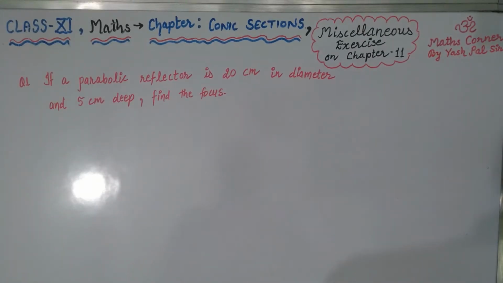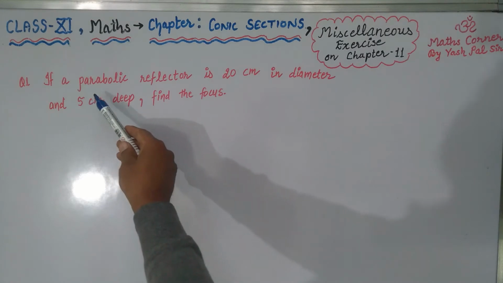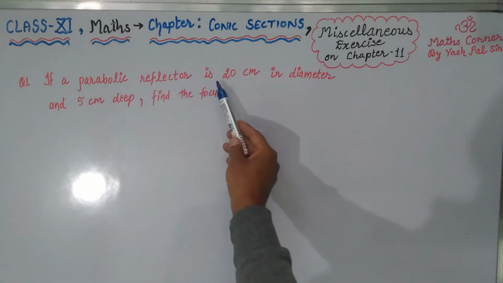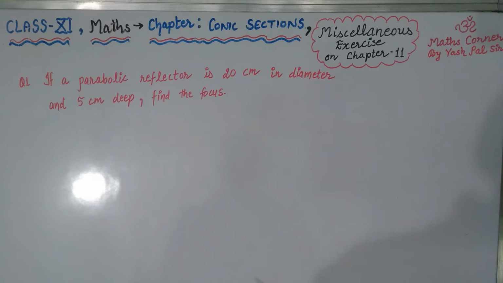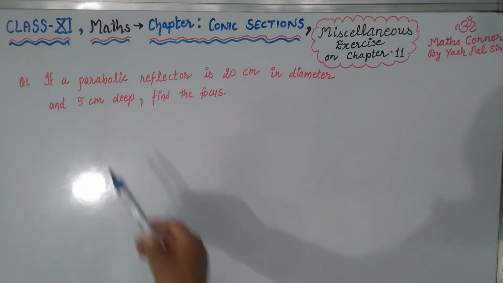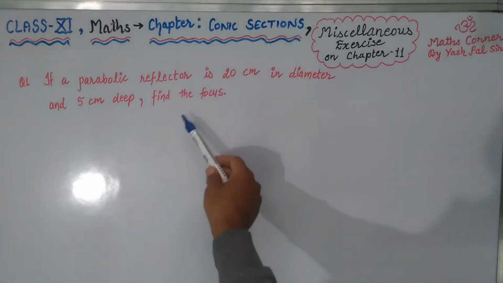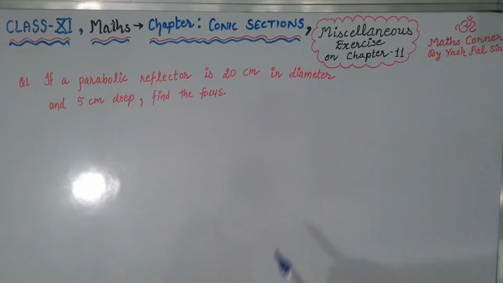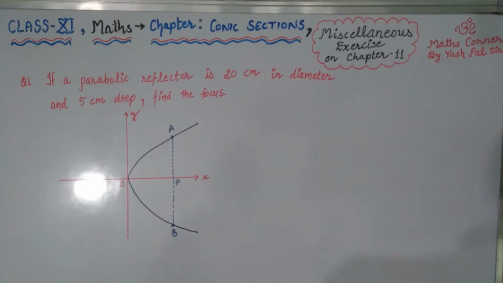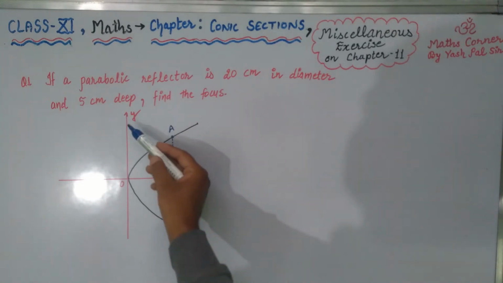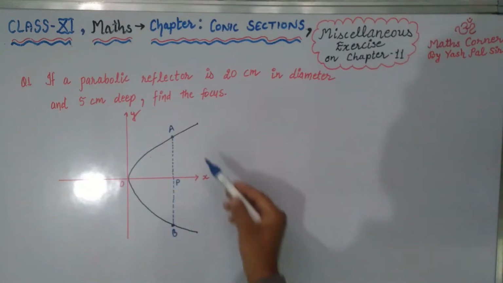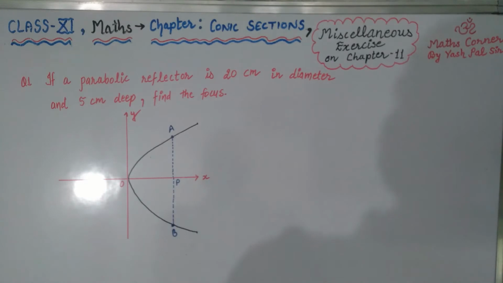The very first question is: if a parabolic reflector is 20 centimeter in diameter and 5 centimeter deep, find the focus. First of all, let us construct the diagram of the statement. Based on this statement, the diagram will be like this. We have the diagram on the x-axis and y-axis together. On the coordinate axes, we have this parabola.